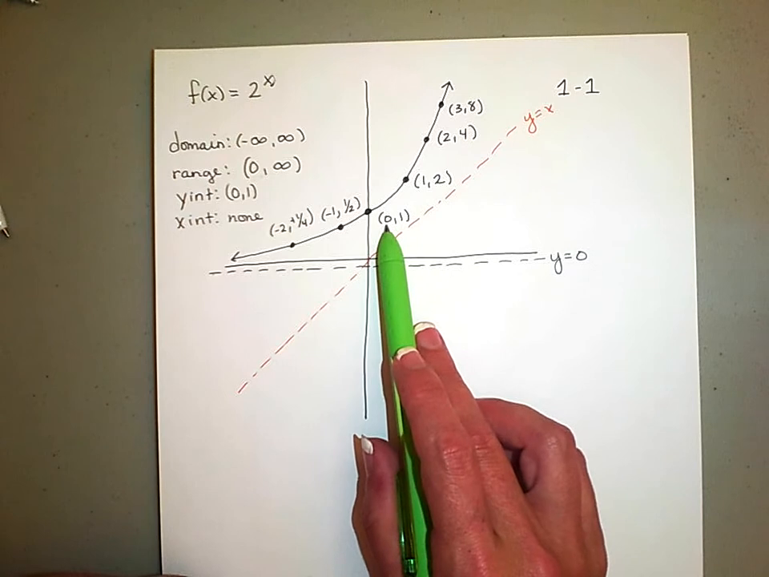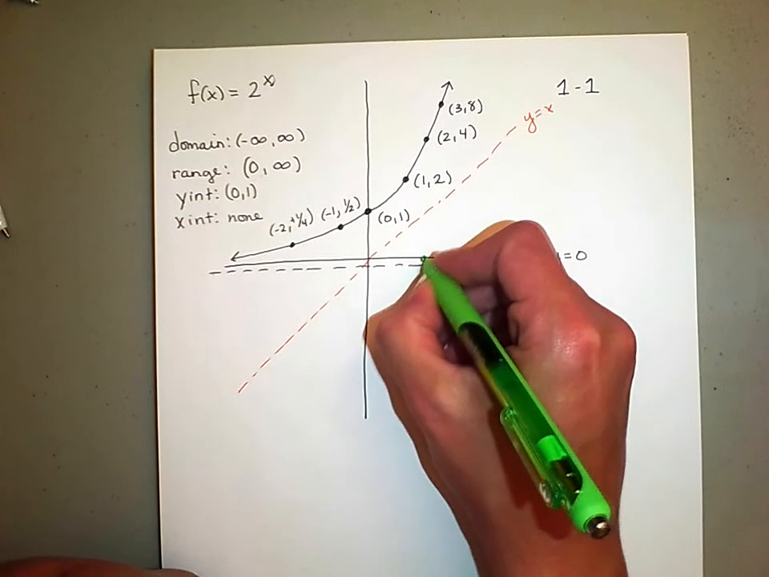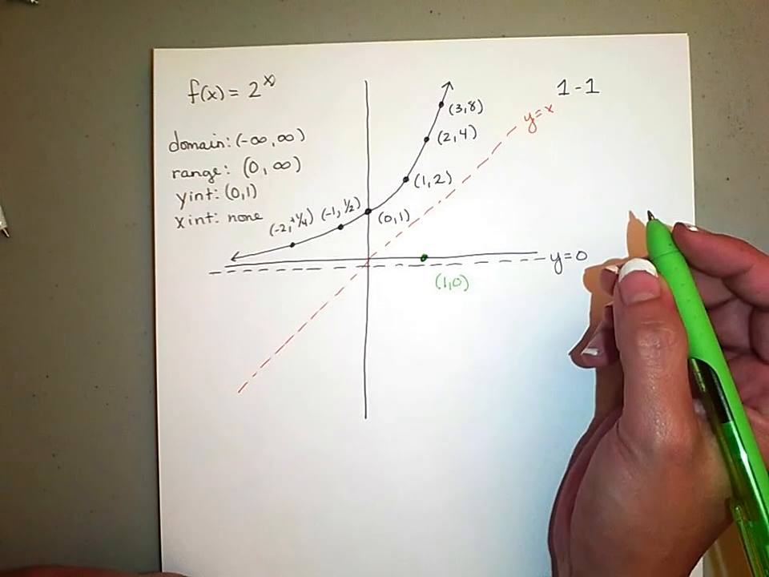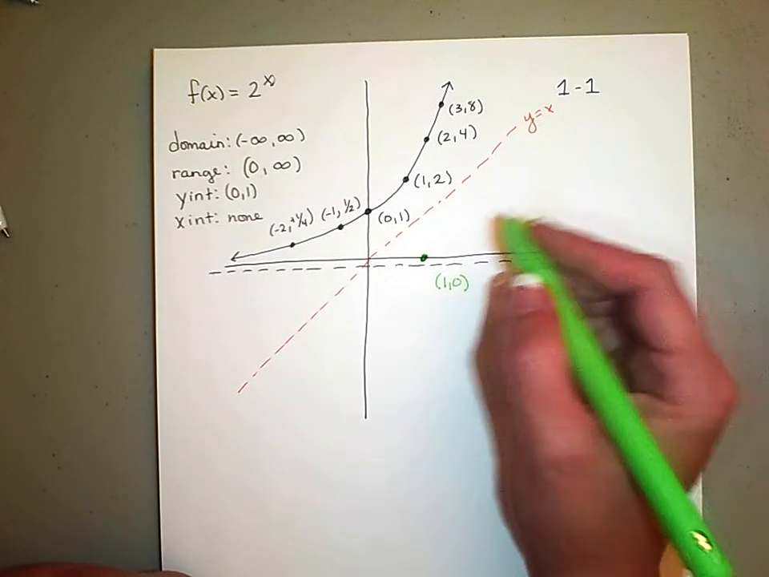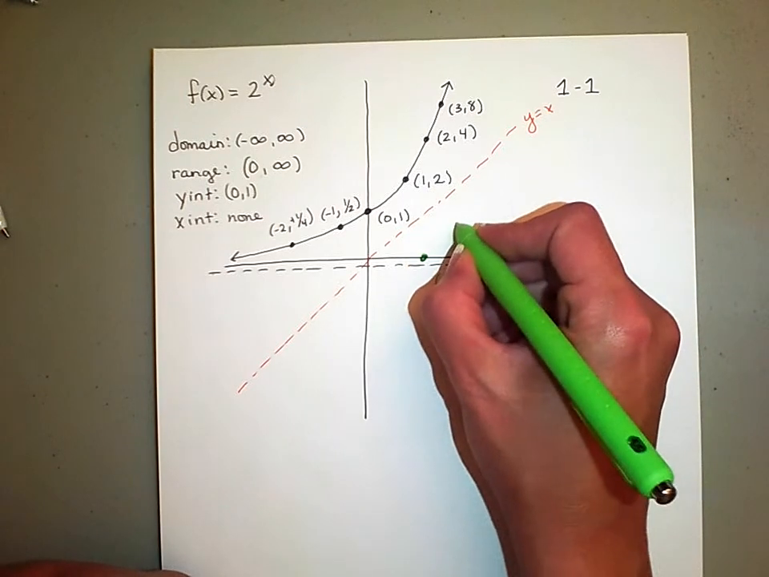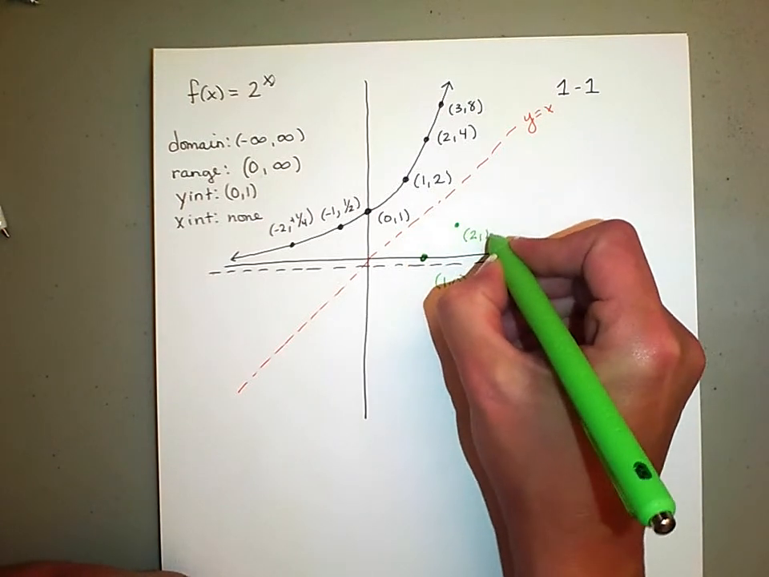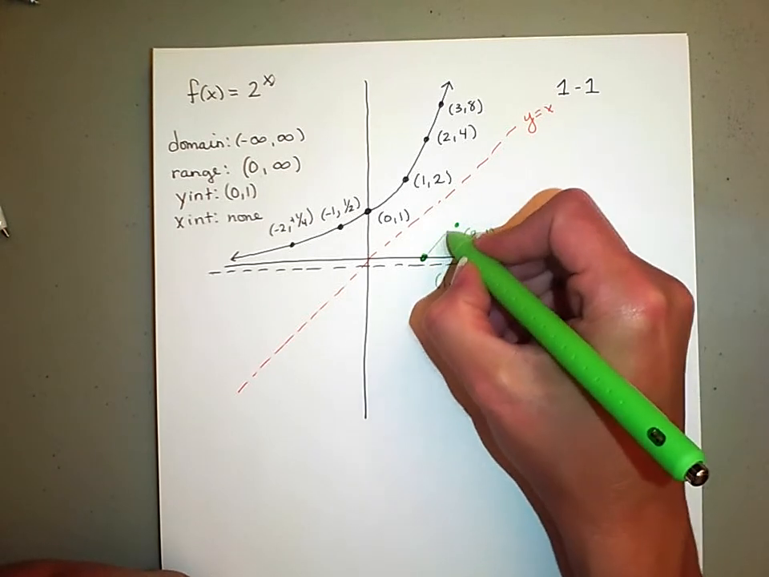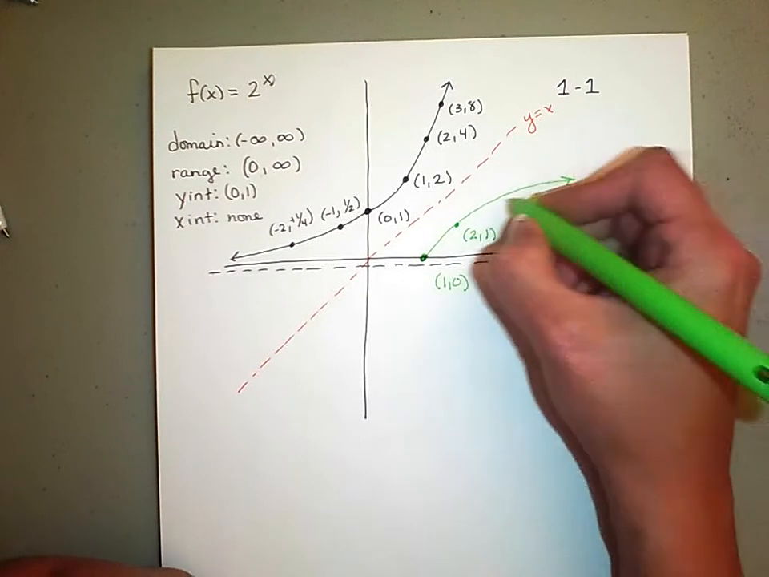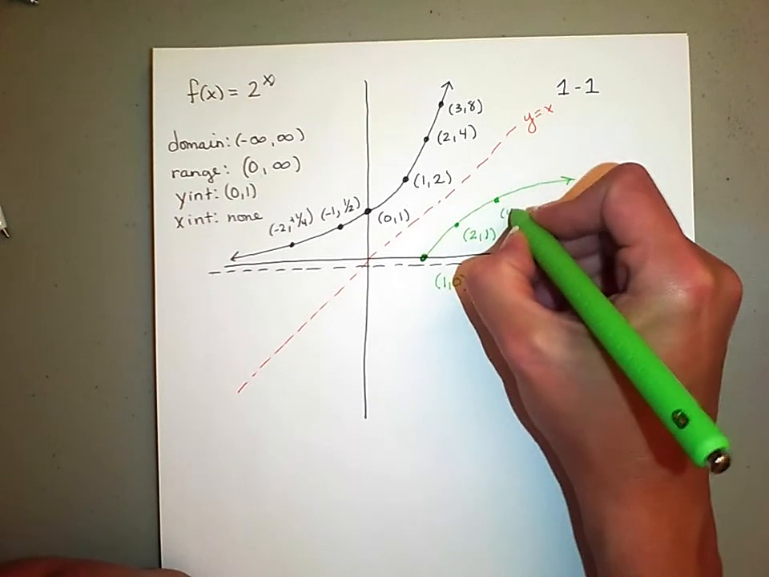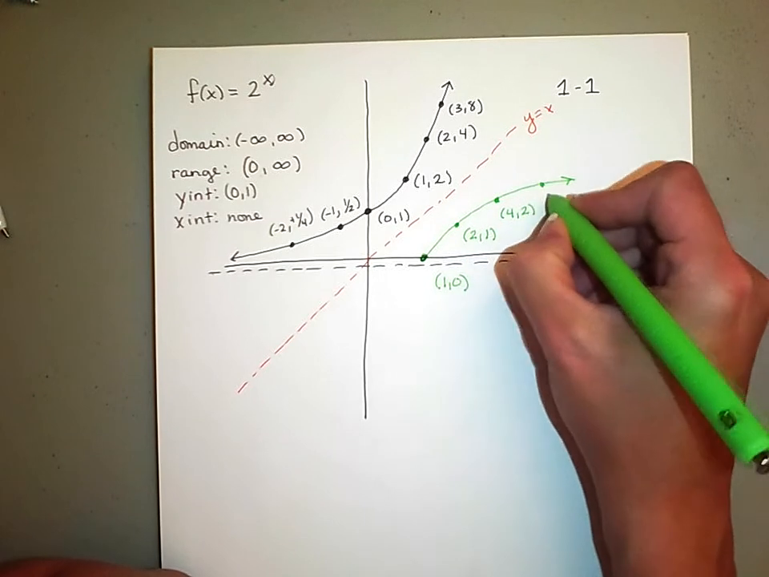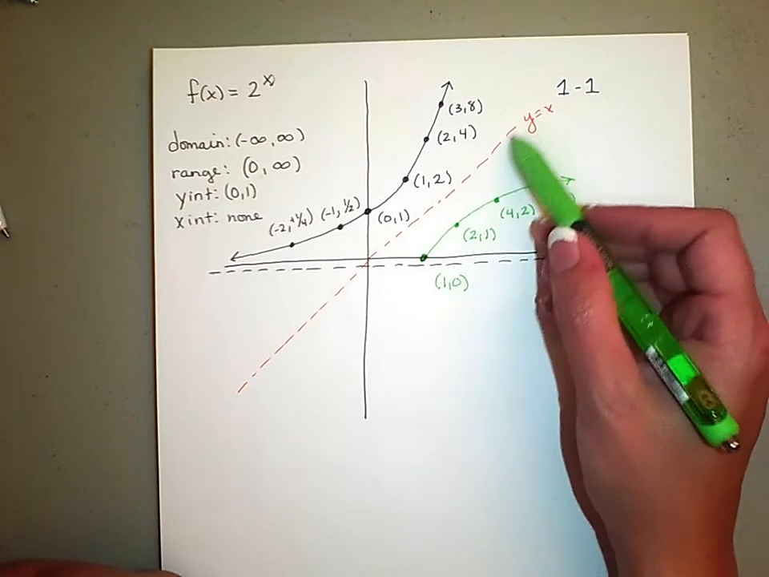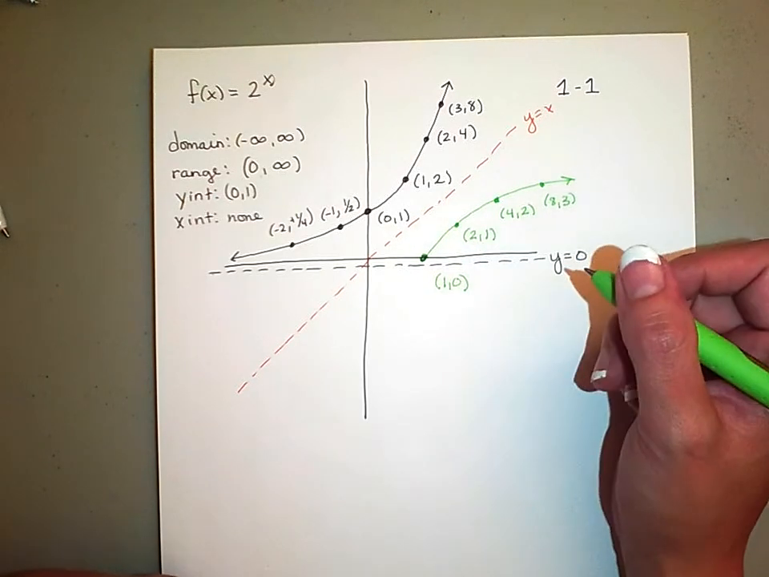Right. Now let's think about what this inverse should look like. Well, if I flip-flop the points, I know that I have to have the point (1, 0) on there. I also have to have the points (2, 1), (4, 2), (8, 3). Okay. I could draw that shape in because I'm following symmetry with the line y equals x.